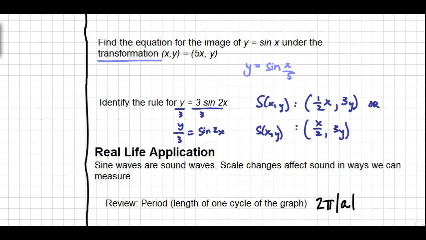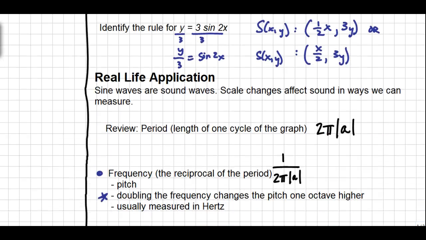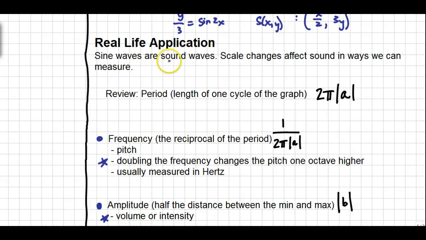Next, I'd like to look at some real-life applications because there are some implications for doing a scale change on a sine or a cosine graph. The real-life application here is that sine waves look like sound waves. And when you do a scale change on a sound wave, we can measure what the effects are.